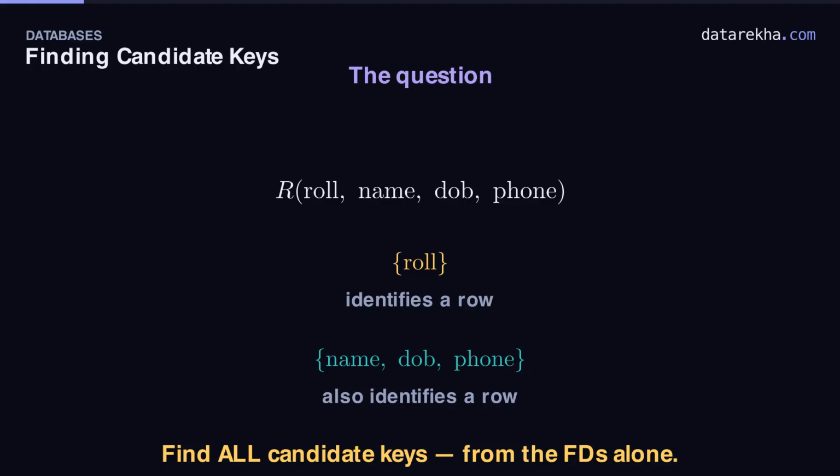And can we find every one of them mechanically, using only the functional dependencies, without ever peeking at the actual data? By the end of this lesson, you'll have a precise algorithm that does exactly that and turns guessing into a checklist.